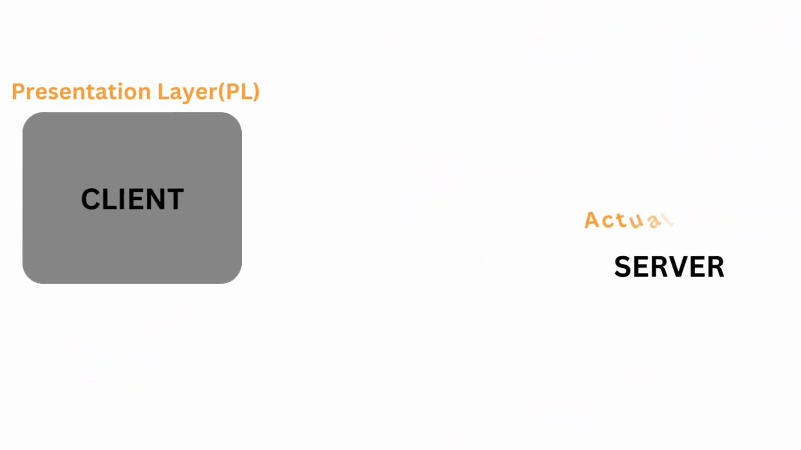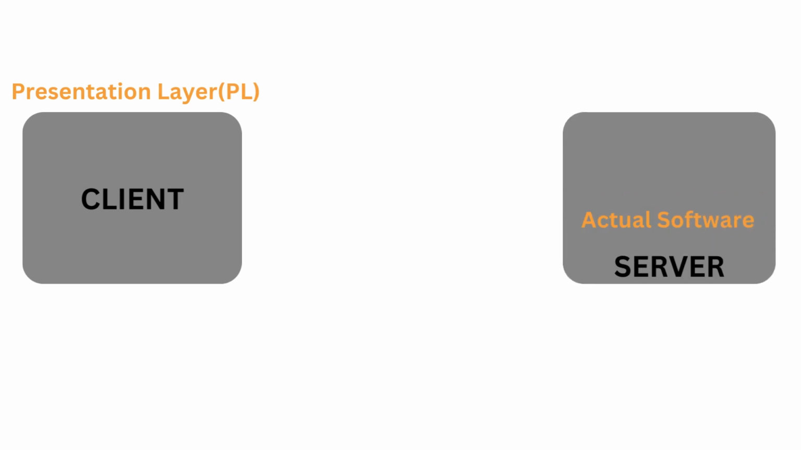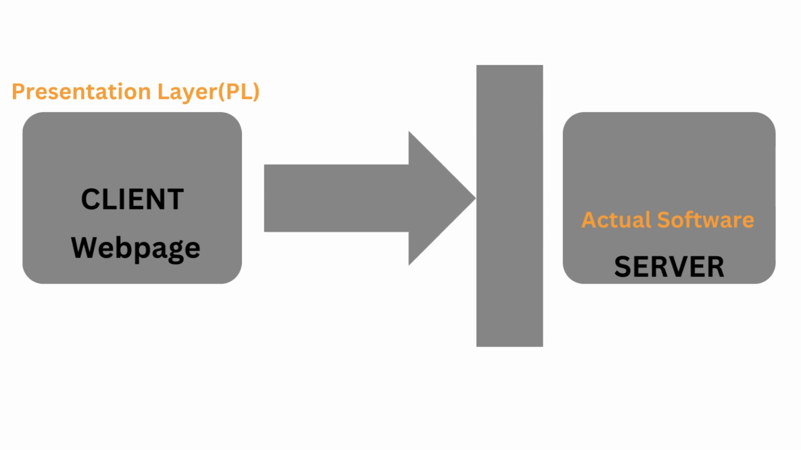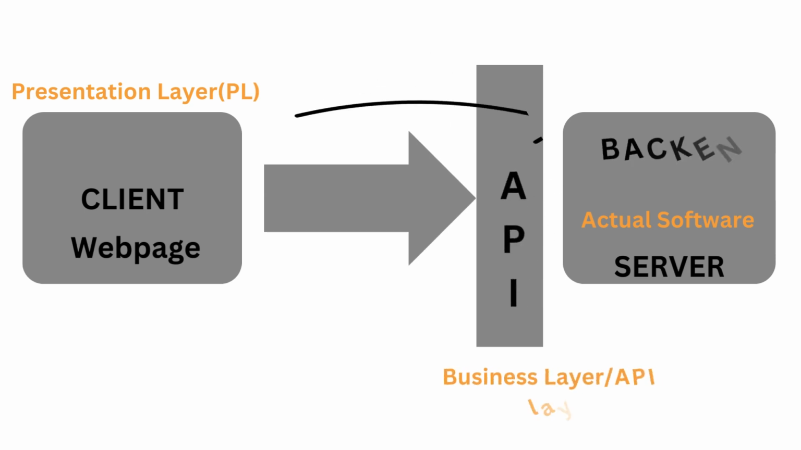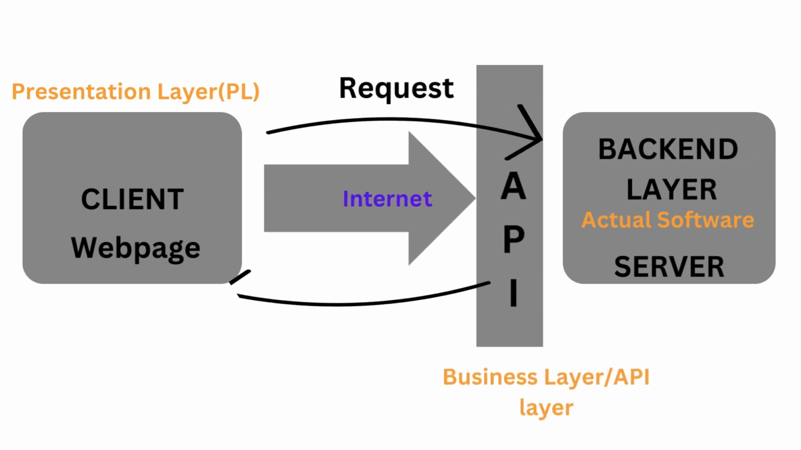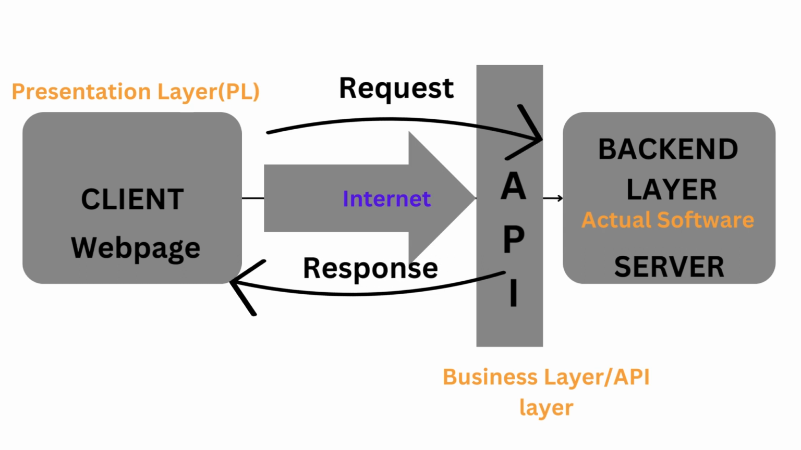This is our presentation layer, where our web page resides on the client side. Moving on, this is our business logic, referred to as the API layer, and this is our database layer. As mentioned earlier, in a typical scenario, the request goes from the client to the server through the API layer, and the response is retrieved from the database layer through the API layer back to the client system.